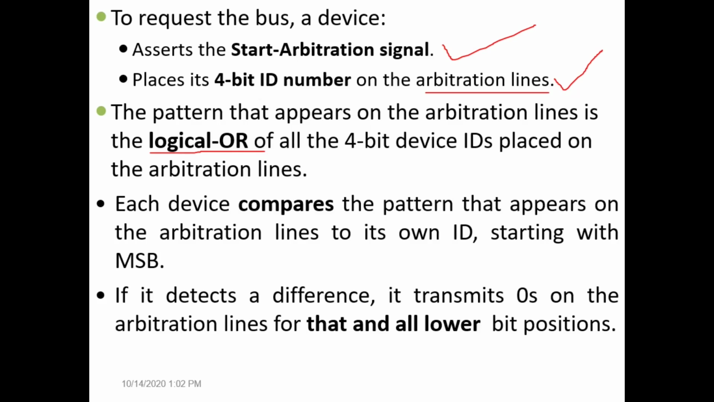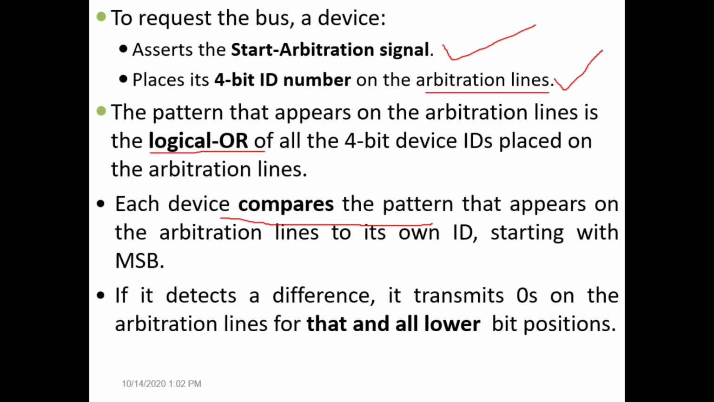Now the next step is that every device which has kept its ID on the arbitration line reads the arbitration line back, because the arbitration line value has changed; it is the logical OR of all the IDs. It reads back and compares the new arbitration line value to its own ID, bit by bit from the MSB side. Every bit of the value read from the arbitration line is compared with the actual ID of the device. If the bits are the same, nothing is done.